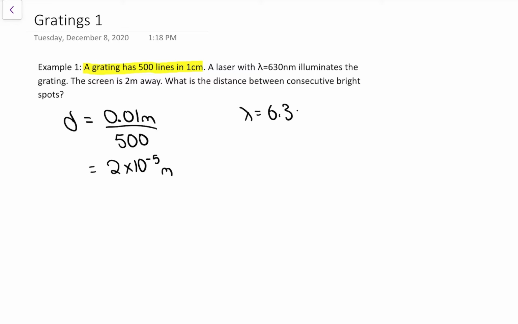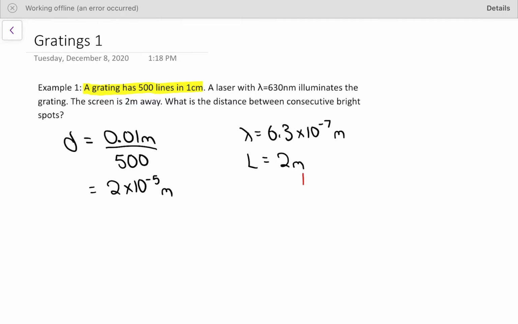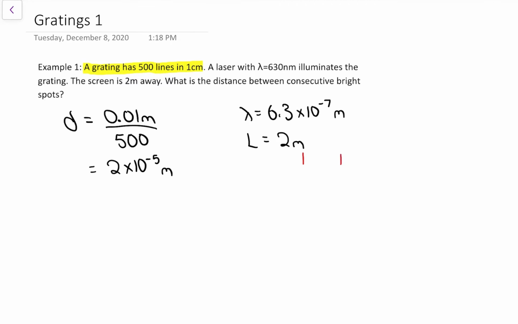The lambda, we'll convert that to meters. 630 nanometers is 6.3 times 10 to the negative 7 meters. The screen is 2 meters away. If it says the distance between consecutive bright spots, usually for a grating, we'll talk about the bright spots since they're so localized, since they're so narrow. So the pattern for a diffraction grating would be just these stripes of lines, these stripes of where the light is showing up.